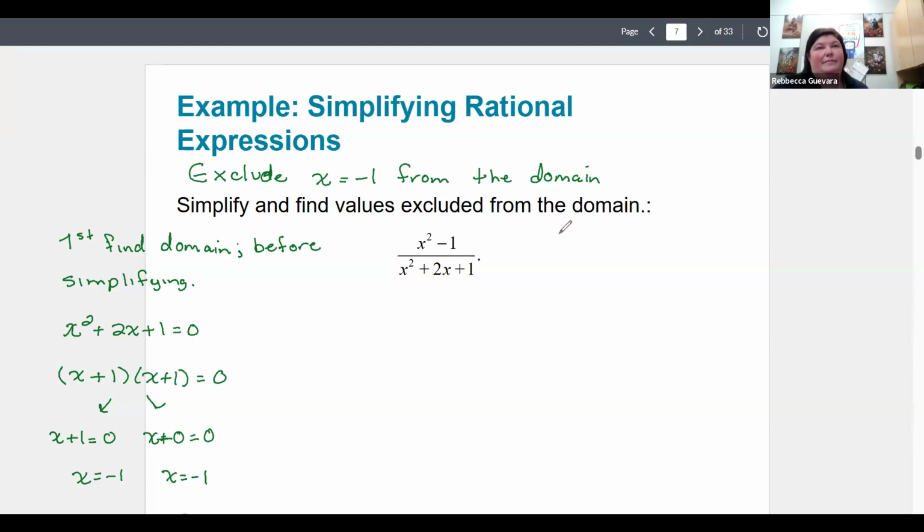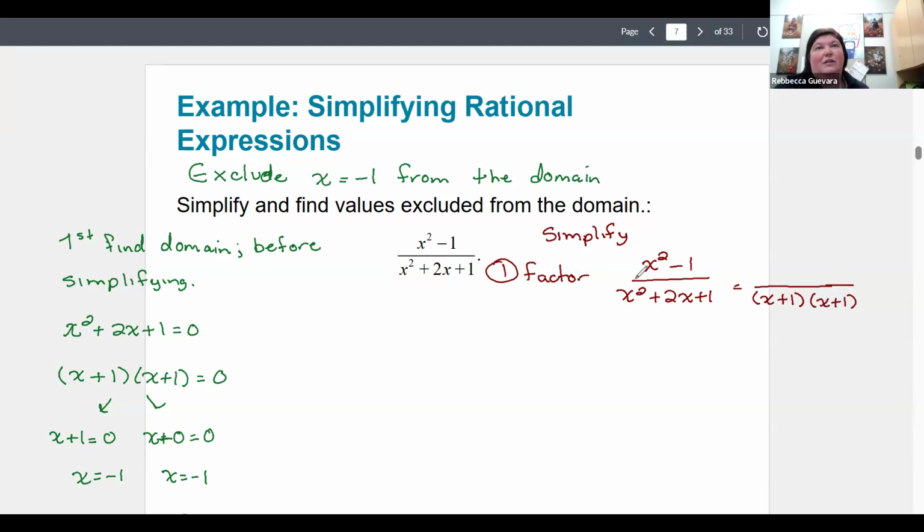Now we're going to simplify. So first thing we want to do is factor. So we're going to take x squared minus 1 divided by x squared plus 2x plus 1. And we already factored the denominator because we did it over here, so we know that factors into x plus 1 and x plus 1. So we have x squared minus 1 on top. That is a difference of squares, so that would factor into x minus 1, x plus 1.